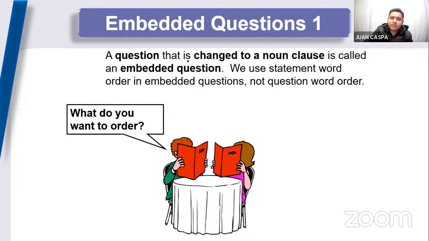A question that is changed to a noun clause is called an embedded question, right? Not exactly a question that is changed the position in a sentence, right? That can be a better explanation. It's called the embedded question, right? A question that is changed to a noun clause, not exactly a question like this. This is a genuine question with a question mark, but we can change all this in the position of this sentence. So we use a statement word order in embedded questions, not question word order. Okay.